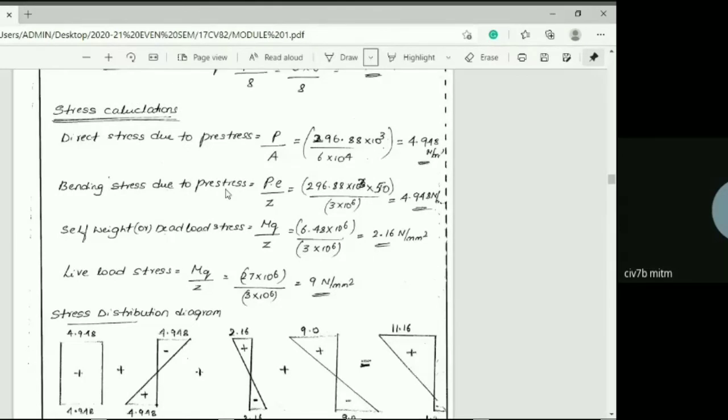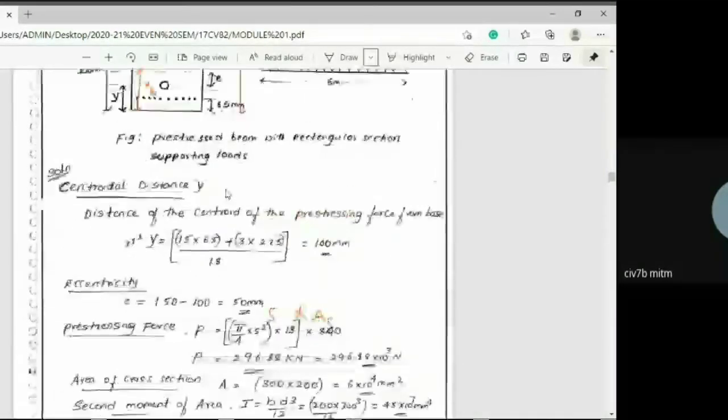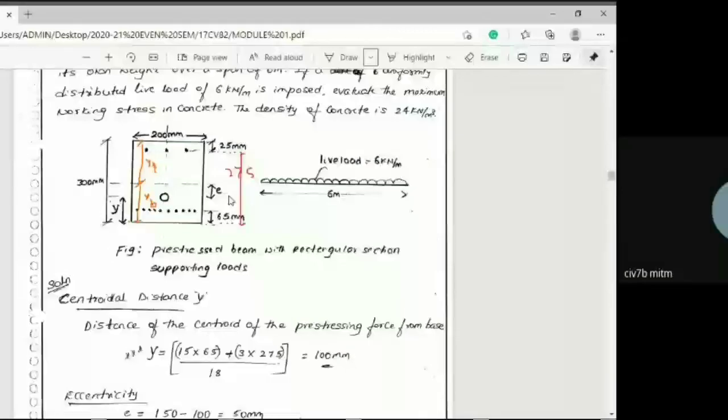Next, let me move on to calculating the stresses. In yesterday's class, I clearly mentioned that based upon the pre-stressing induced, you need to apply the stress formula. So the very first thing is that it is eccentric pre-stressing.